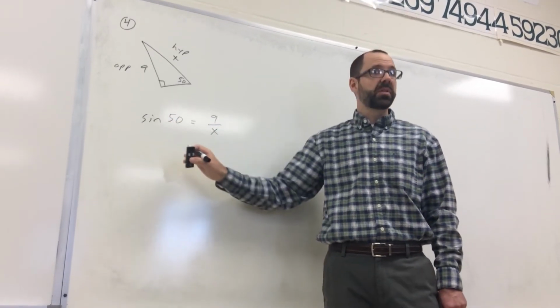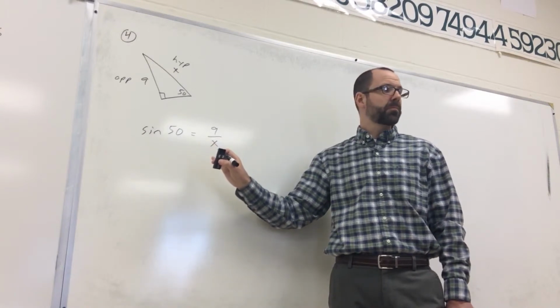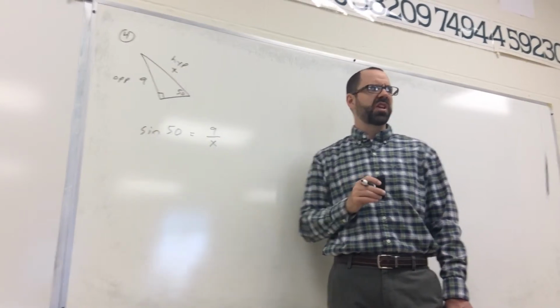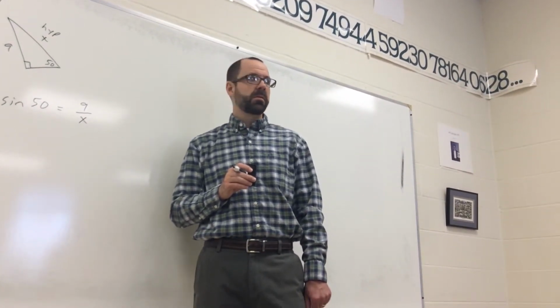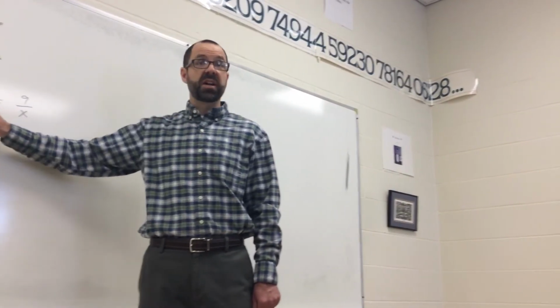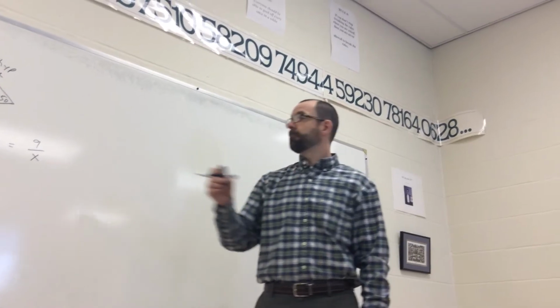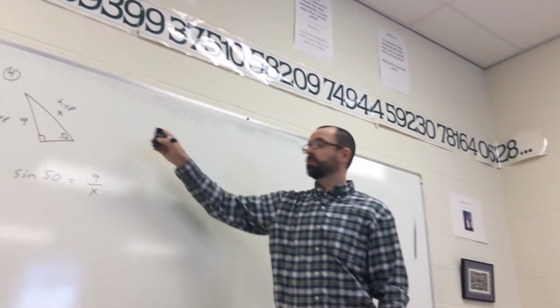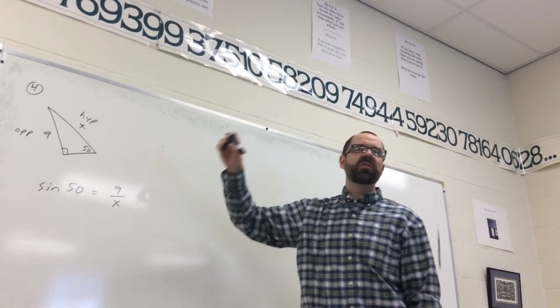So now we have the setup. And we're eventually going to figure out what x is. So what comes next? Got to figure out what the sine of 50 is, right? The calculator knows, or your trig table knows. Give me the decimal, and then we'll figure that out.